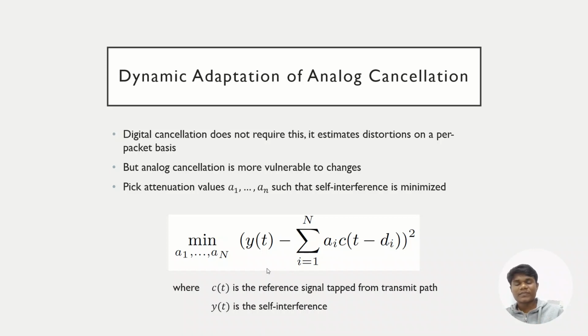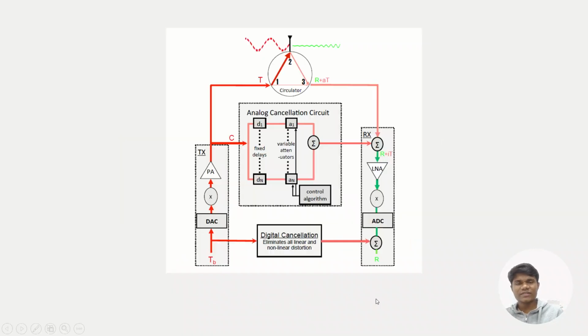and y of t is the self interference that we got. We can select the adapted value of attenuation, attenuators, should I say. Okay. C of t from here is the tapped signal, and we cancel it. These are the delays, these are the attenuators, and we are applying this control algorithm to set the values of these attenuators.